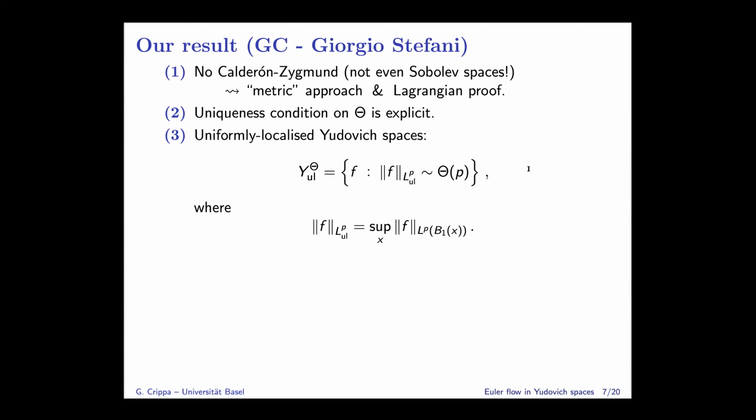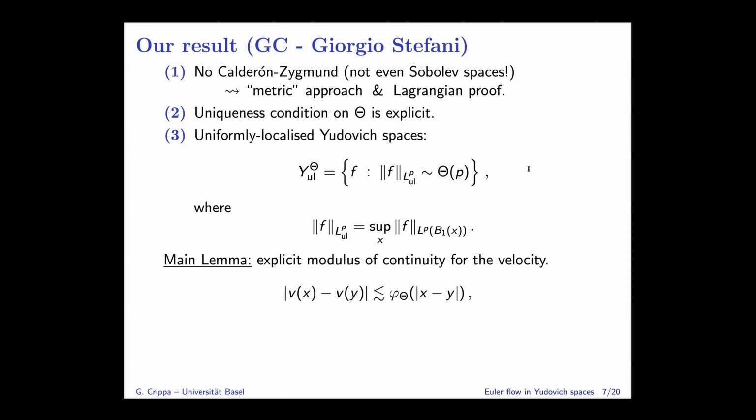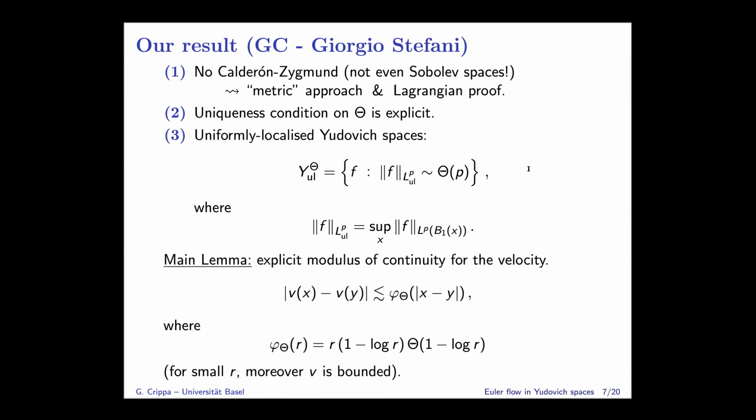So the uniformly localized norm grows like theta of p. And the main lemma that we provide is an explicit modulus of continuity for the velocity. A modulus of continuity controls increments in the velocity, v of x minus v of y. I'm going to call it phi theta, and this depends in a rather explicit way on the function theta. And the way is very explicit, in that it's r times 1 minus log of r, which we already saw at the very beginning when I said what happens for L infinity vorticities.